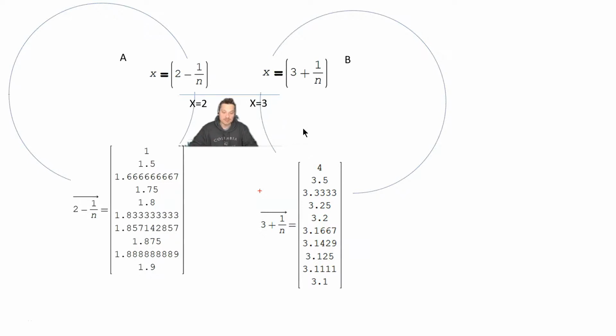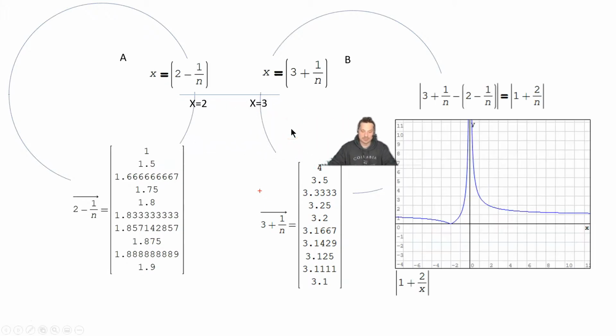So how can you set up, for example, a function that represents the distance between the two? Well, you could just take 3 plus 1 over n and subtract from it 2 minus 1 over n. And here actually all the distance would only ever be positive. So I'm going to do it in absolute value, but for this particular case, you wouldn't even need the absolute value bars. So it would look like this. This is what you would have as a picture. You would have 3 plus 1 over n minus 2 minus 1 over n. Then you can do 3 minus 2. So that's 1. And then you can do 1 over n minus a negative 1 over n, which would become 1 plus 2 over n.